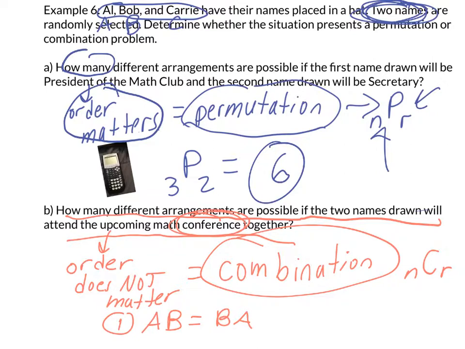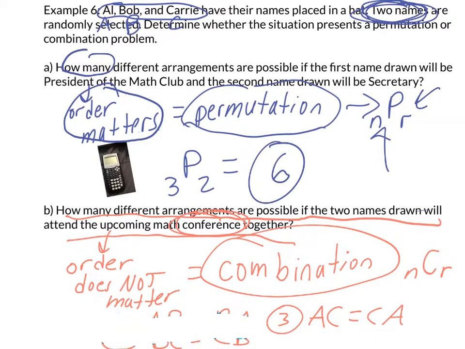You could also think of it as another combination outcome: I could draw Bob then Carrie's name or Carrie then Bob's name. Either way, it's the same exact outcome. They're going to the same exact math conference together. And finally, I could draw Al and Carrie or Carrie and Al. So there are only 3 different arrangements. When it's a combination, order does not matter. So it definitely makes a difference if you're going to use the NPR button or the NCR button. Totally different answers here.